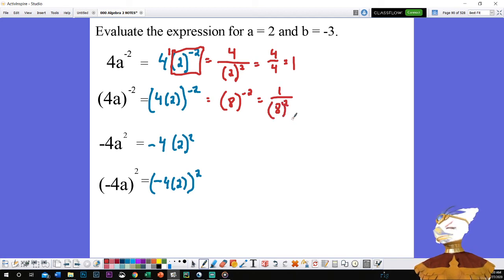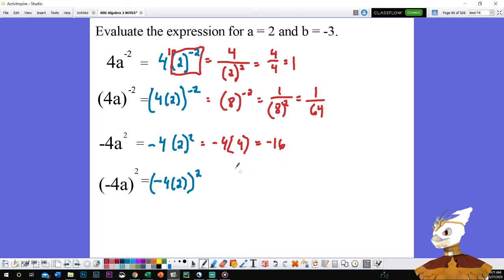Again, I should probably, out of good habit, keep those parentheses. Next, 8 squared gives me 64, and I'm all finished with that one. Over here, remember, order of operations tells you do exponents first. So that 2 squared becomes a 4. -4 times 4 gives me -16. Notice there was no negative exponent.